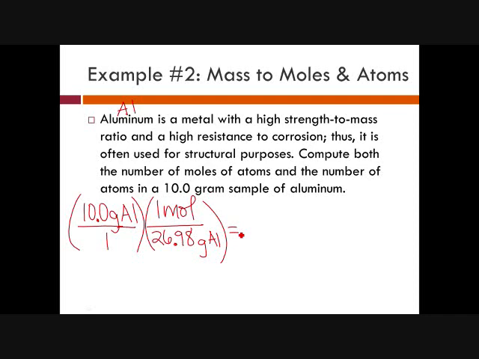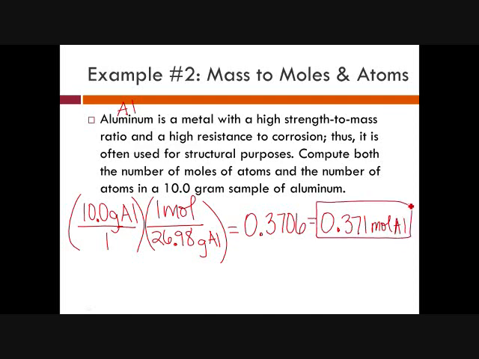So what is the answer for moles? Say that again. 0.3. Thank you. So rounding to sig figs, that would be... Does the 0 before count? No. So it would be 3 significant figures. So 0.371 moles. Okay, that's one of our 2 answers.